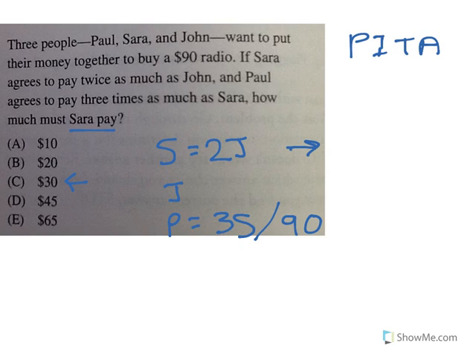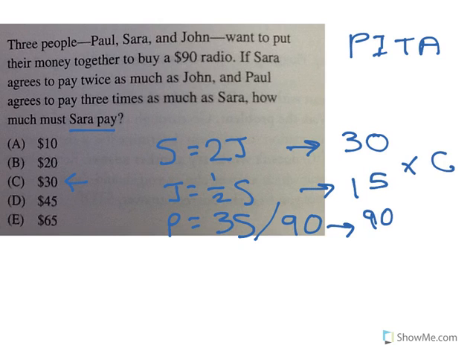If Sarah pays 2 times 30. Oh, sorry. So this is the amount Sarah's going to pay, see? So if Sarah pays 30, then John is going to pay half of Sarah. So John would pay 15. And 3 times Sarah, right away we see that's too much because the total has to be 90. So it can't be C. I know our number was too big, so I'm going to go back down.